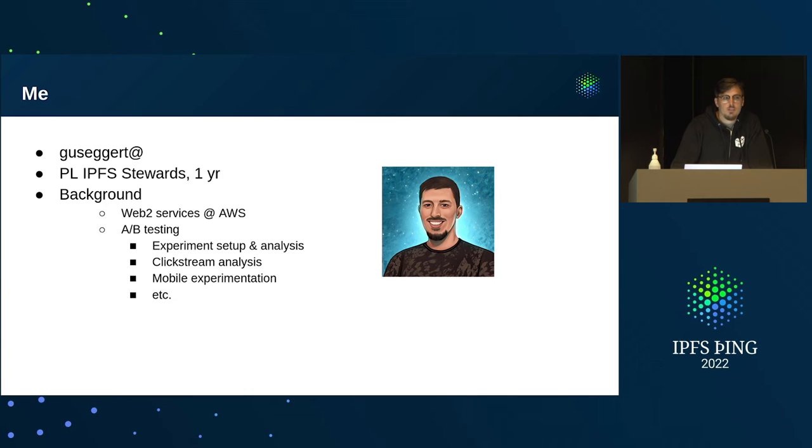So yeah, I'm Gus. My GitHub handle is Gus Eggert. I am on the Protocol Labs IPFS stewards team, so I work on Kubo and the IPFS protocols. My background is that I came to PL from AWS, where I worked on Web2 services. And before that, I did A/B testing, so it was a lot of thinking about metrics and how to make sense of them. And the mobile experimentation in particular is interesting because the problems are very similar to the problems we have in peer-to-peer networks, where nodes come and go randomly, and those kinds of problems.